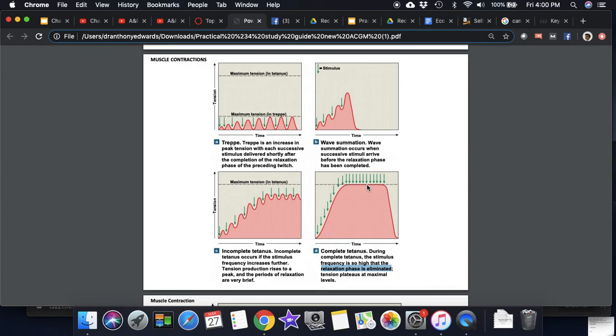And so again, you want to be able to look at each of these pictures and tell which one is which. You want to be able to tell what type of contraction from looking at the graph, and then on the other graph you want to be able to tell which phases of muscle contraction they are if I were to point to one of them.